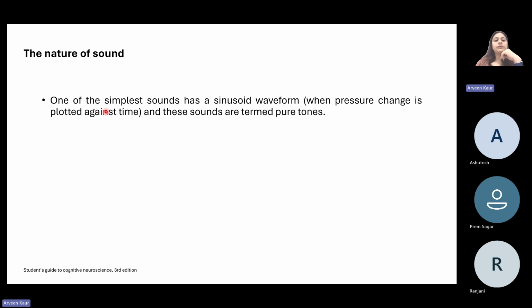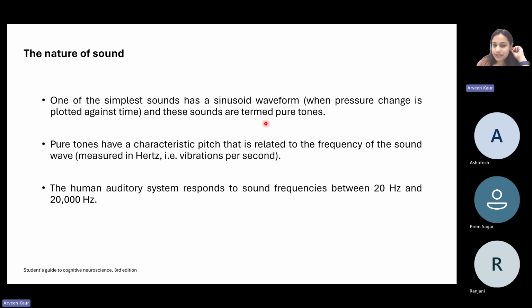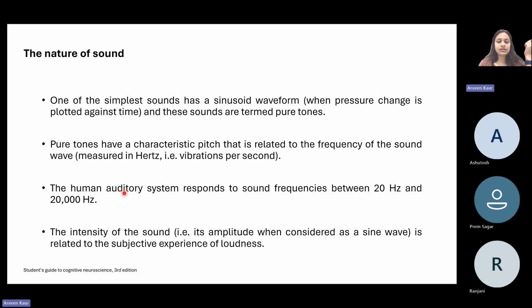What is the nature of sound? One of the simplest sounds has a sinusoid waveform. When pressure change is plotted against time, it gives a sinusoid waveform, and these sounds are termed pure tones, right? Pure tones have a characteristic pitch that is related to the frequency of the sound wave, and the human auditory system responds to sound frequencies between 20 hertz and 20,000 hertz, right? Below this, it is known as infrasonic for us, and above this, it is ultrasonic for us.